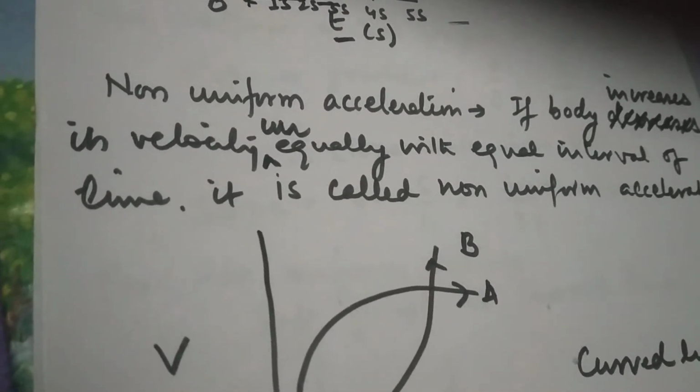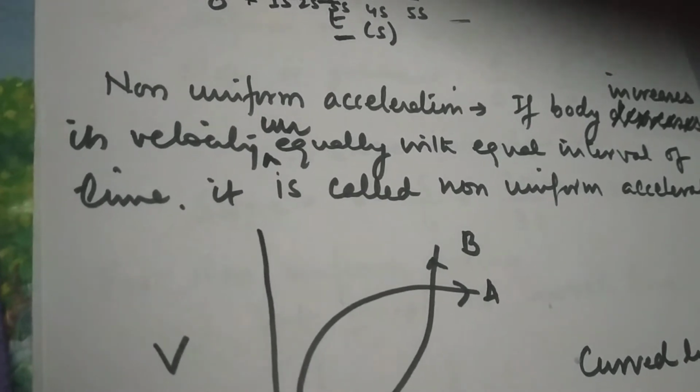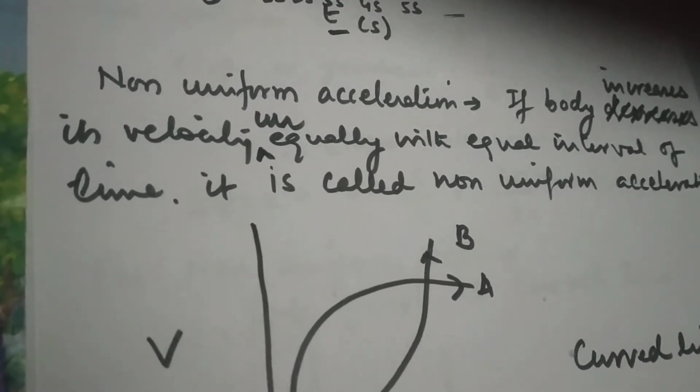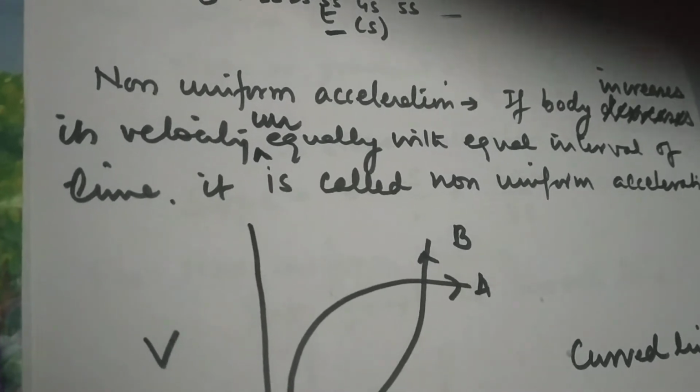It is not 10 every time in a 1 second. In that case, the acceleration cannot be called uniform. Your acceleration will be called non-uniform acceleration. So these terms should be clear, and when we plot the graph, we get a graph between V and T. Please understand, this is a graph between V and T.